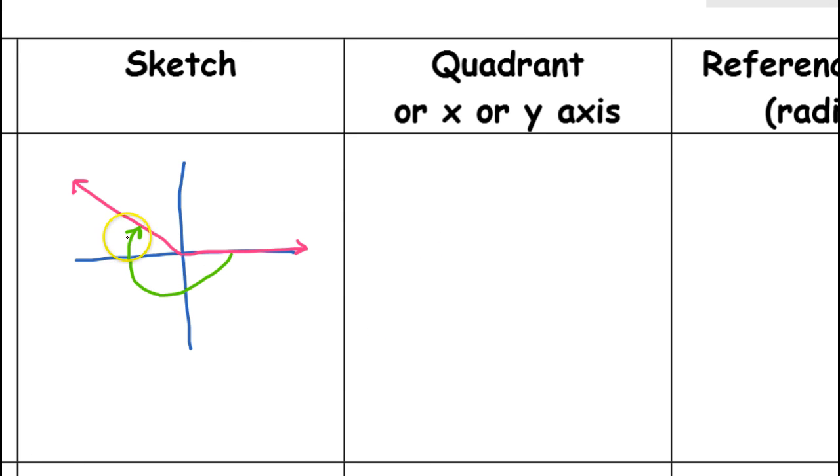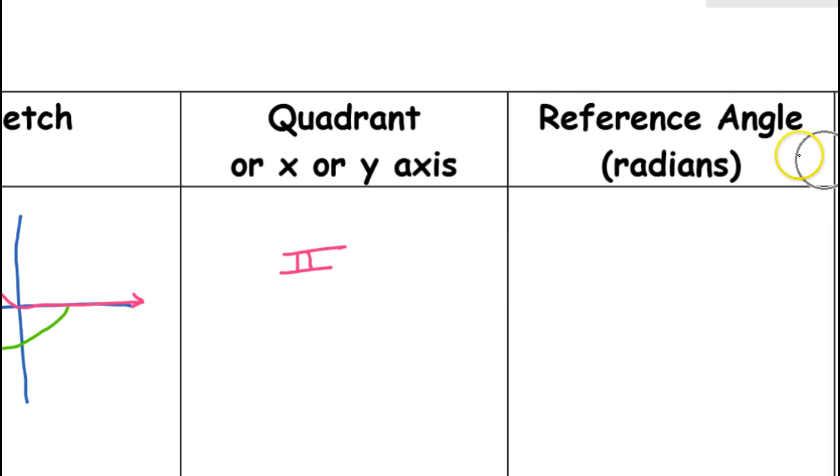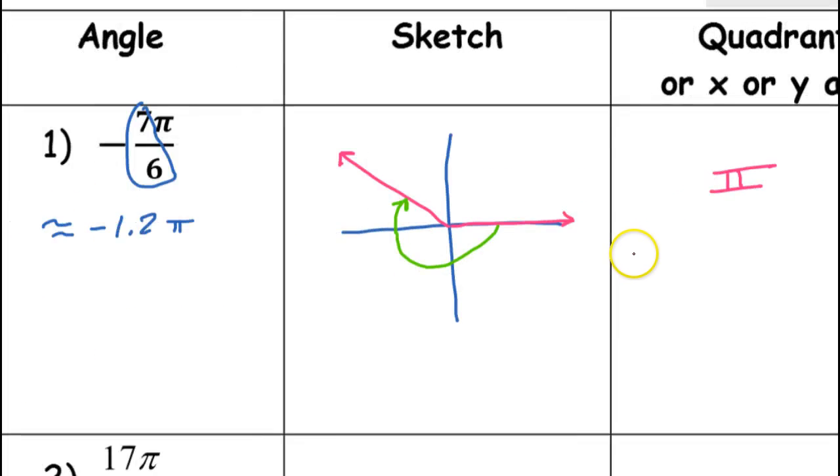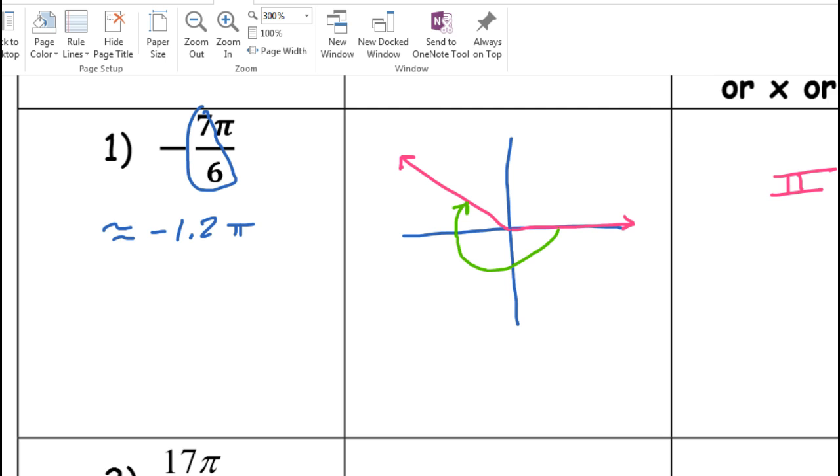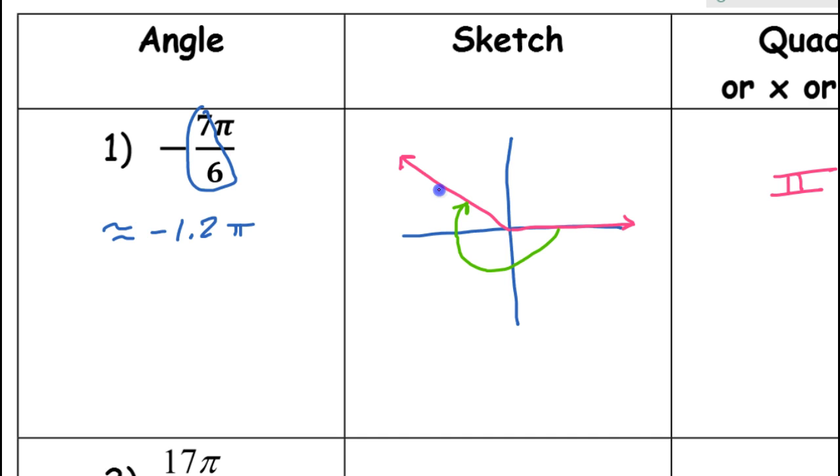So obviously this is in quadrant 2, so we will go ahead and state that. And now it's time to find the reference angle. So please understand that the reference angle is the shortest path from your terminal side to the x-axis. And reference angle is always positive. So this is going to be the reference angle right here.